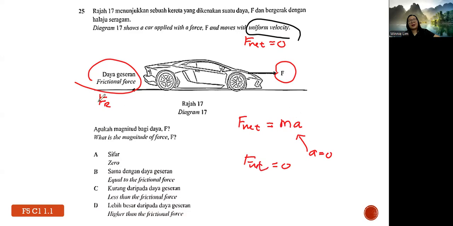Therefore, the value of your frictional force must be equal to the thrust, the forward force. So they ask what happened to F equals ma, right? So 0, the answer is equal to frictional force. Less than frictional force, no. Higher also no. If it is less than frictional force, that means they will encounter deceleration. If higher, then they will encounter acceleration.